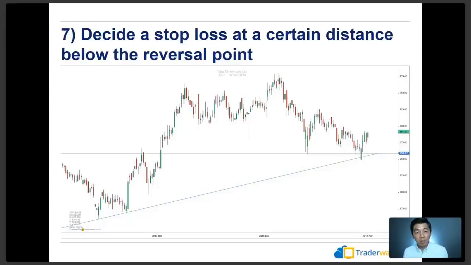All right, so again, I want to emphasize, always have a stop loss or decide on a stop loss even before you get into a trade. So in this case, step 7, we are going to decide on where the stop loss level is going to be for us in this particular trade.